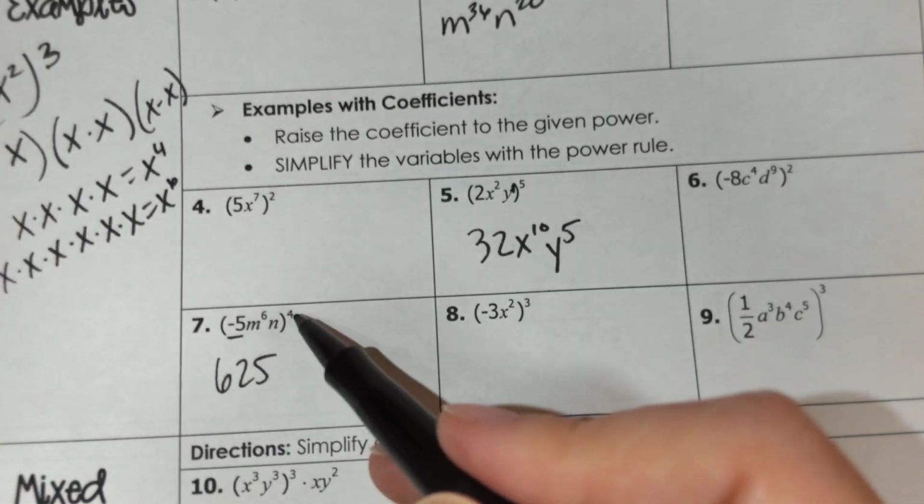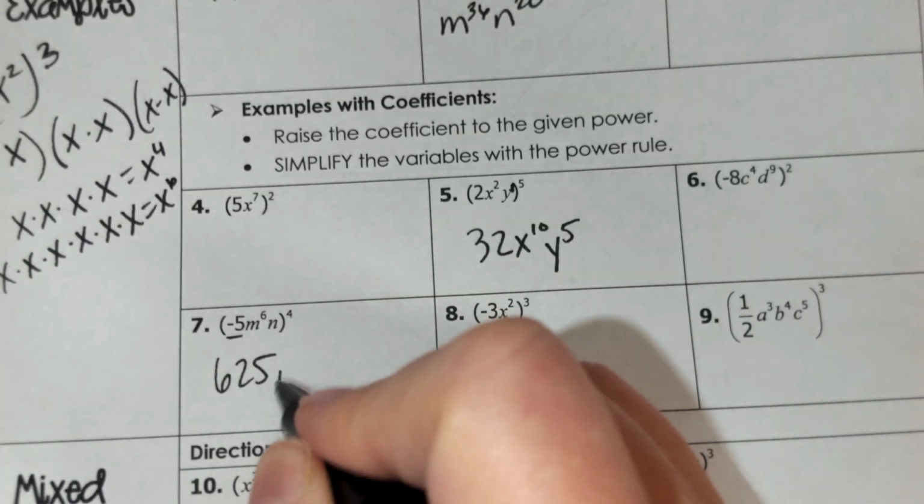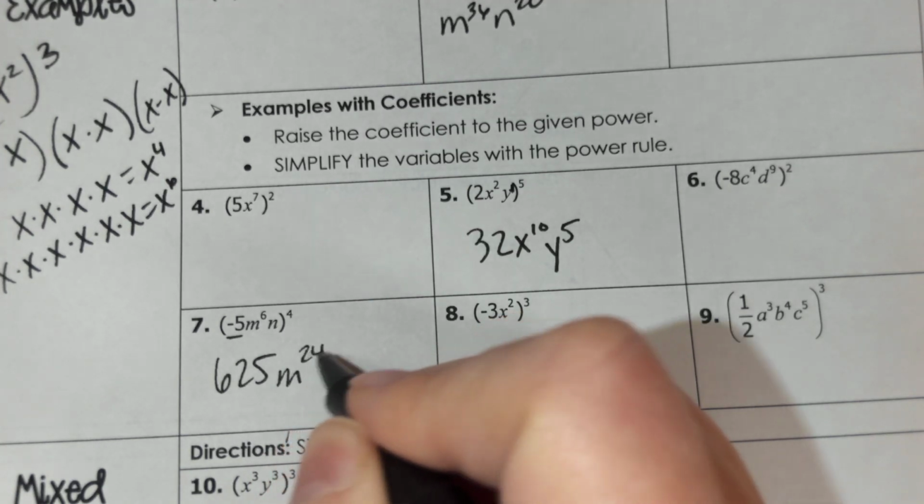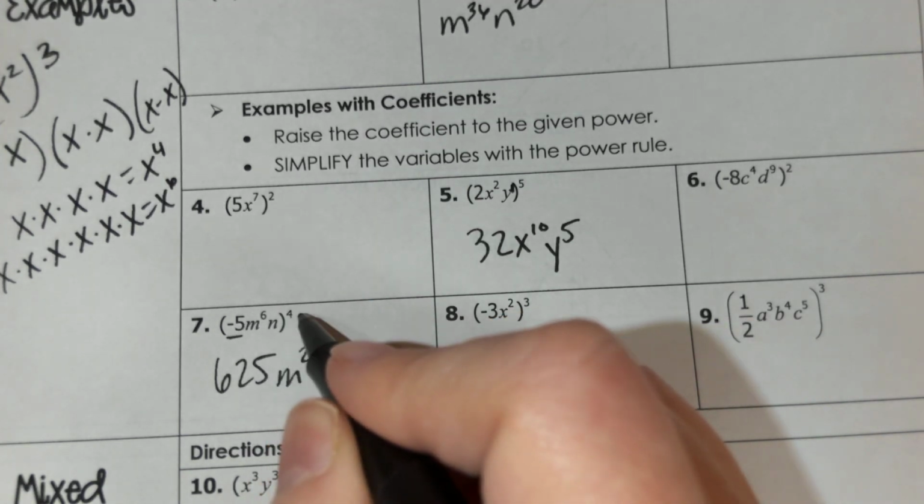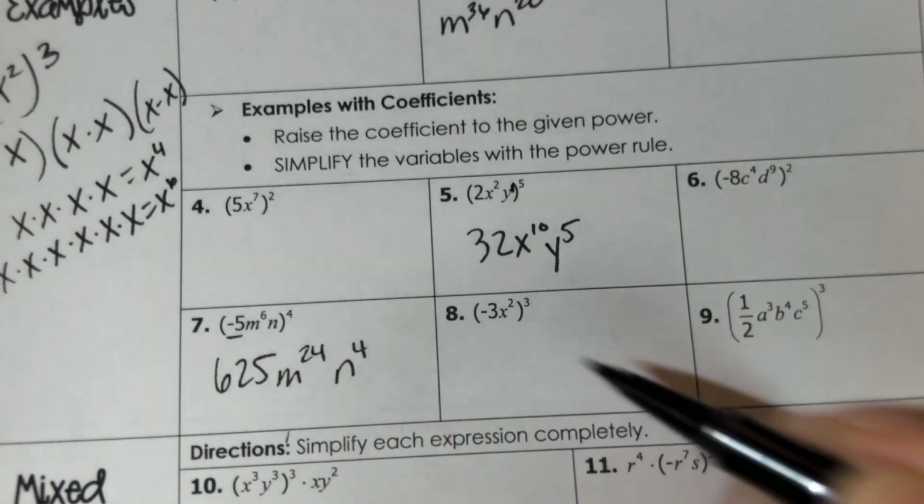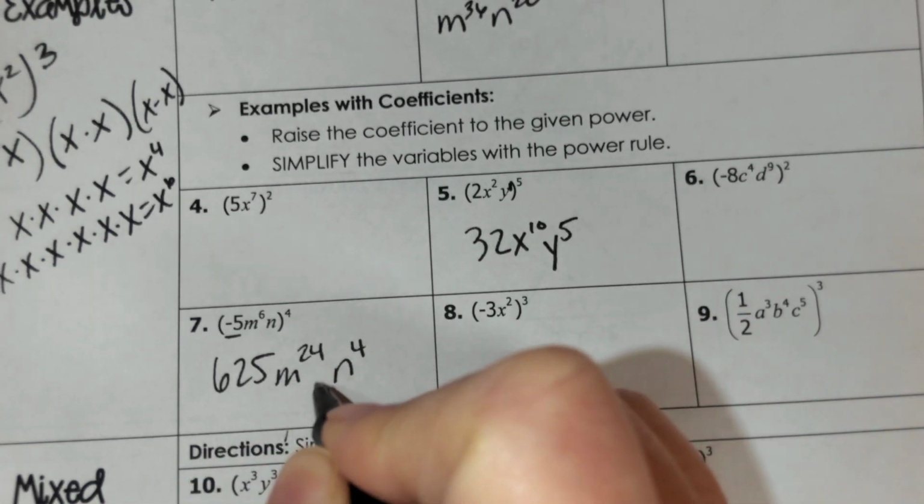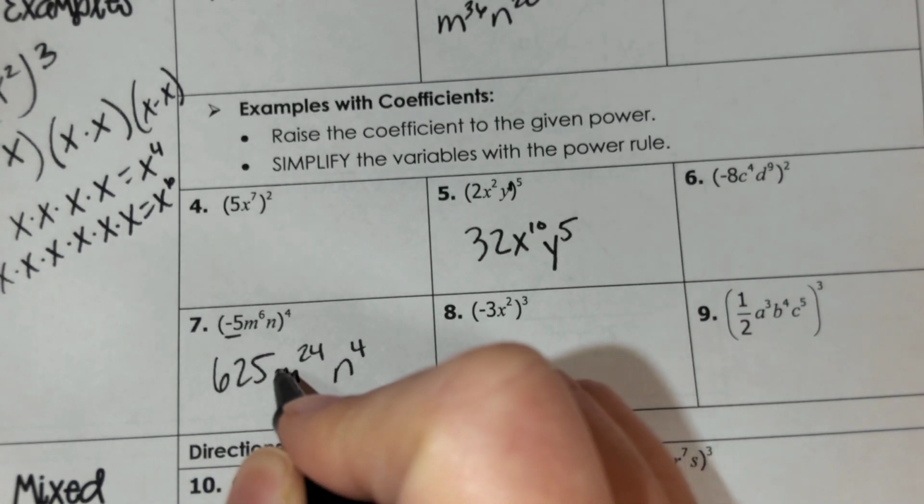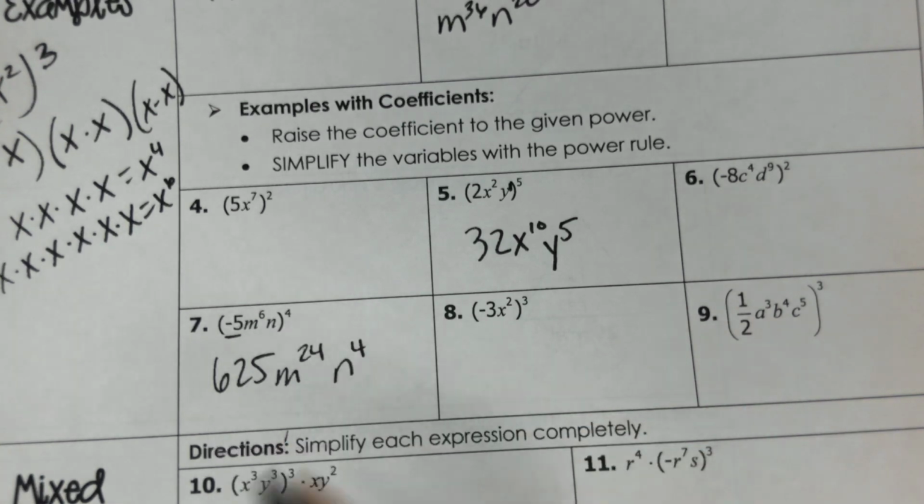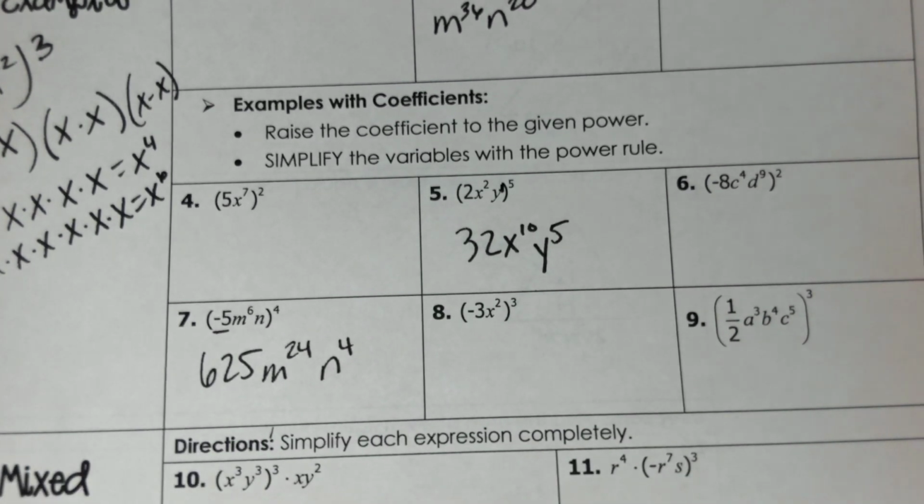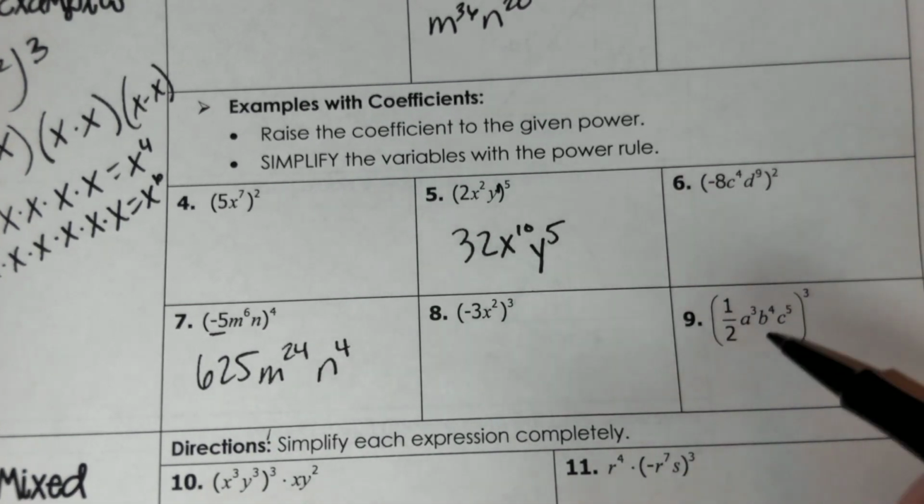M to the 6th power raised to the power of 4 is m to the 24th power, 6 times 4, and n raised to the power of 4 is n to the 4th power. And so all of those are multiplied together, even though there's kind of a space there, it's not meant to be. They're all multiplied together, and it's still one monomial term as our answer there. So same thing happens here.